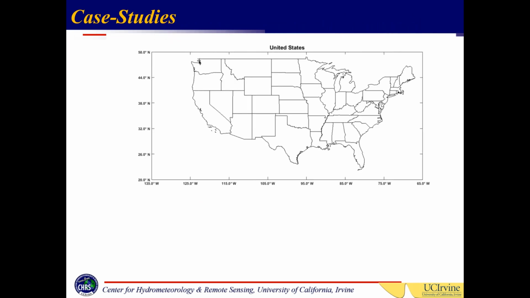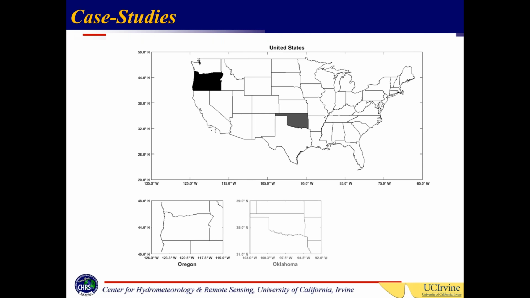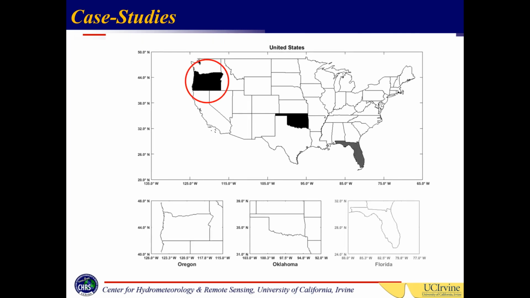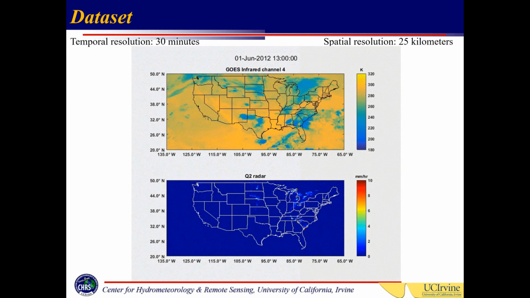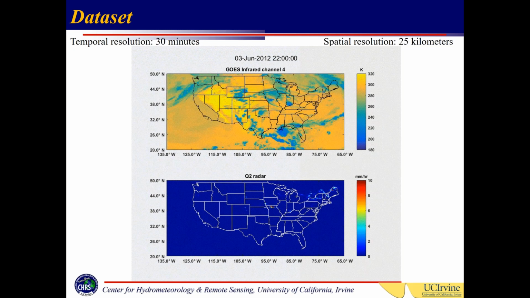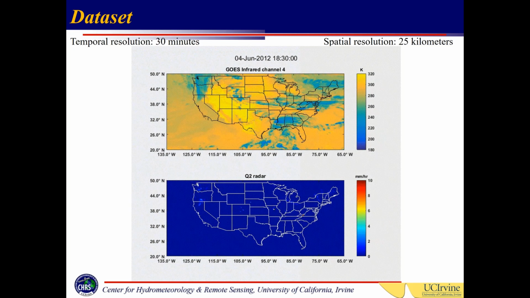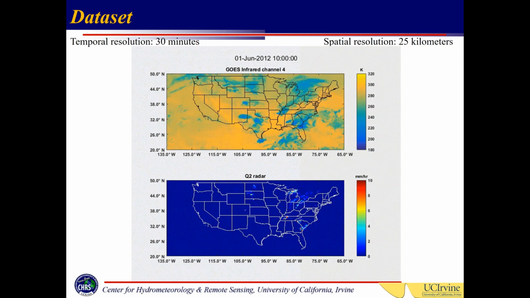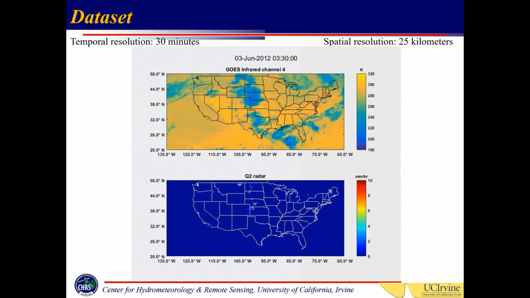So as a case study, we investigated three different states over the CONUS, which were the states of Oregon, Oklahoma, and Florida, to investigate the performance of our model under different precipitation regimes. And for the sake of time in the presentation, I'm only going over the results for the state of Oregon. And just a quick overview on the data, Dr. Xu already mentioned that the data we have over the CONUS and even over the globe is the GOES satellite infrared imagery, which is available every 30 minutes now, with the new generation even at higher temporal resolution. The spatial resolution is 25 kilometers, again with higher spatial resolution in the newer generation.